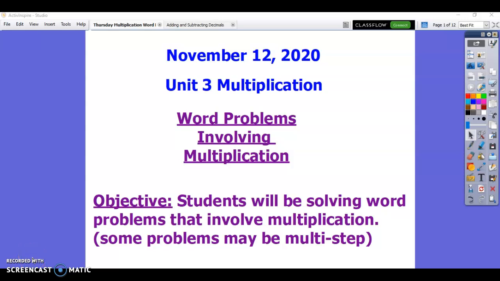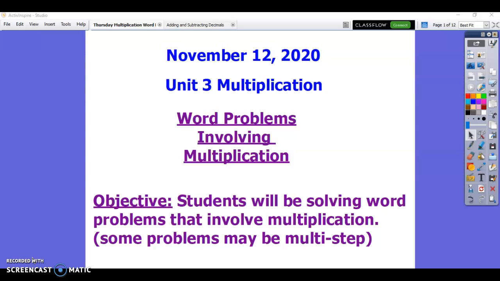Hey guys, it is November 12th, 2020. We are still in our Unit 3 of multiplication. Today we are going to continue our study of multiplication, but we are adding in word problems that involve multiplication.